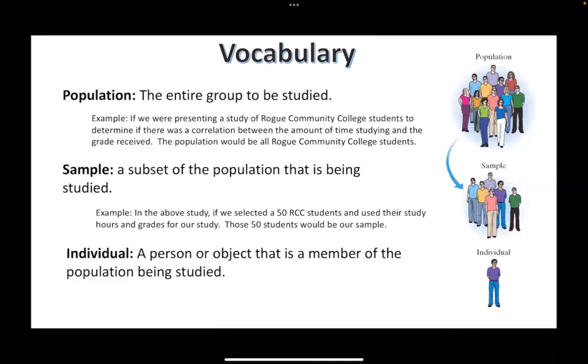So the individual is one member of the population. So it is one member, one US voter, one RCC student in our study. That is an individual. And there are definitely questions about what these are in your homework.